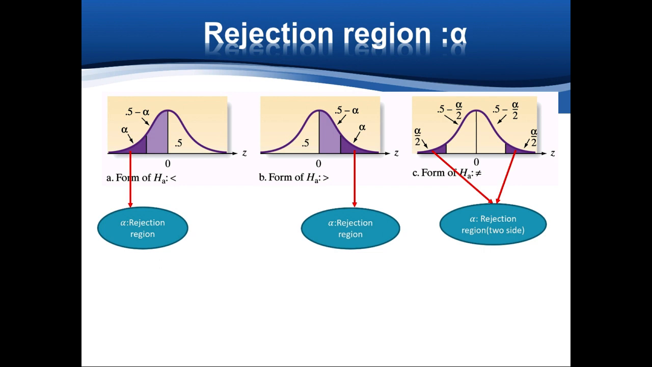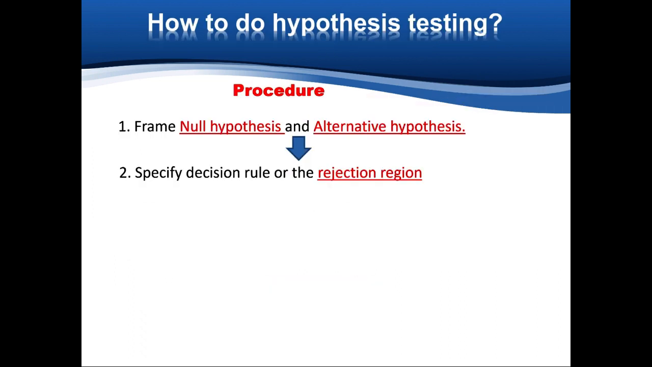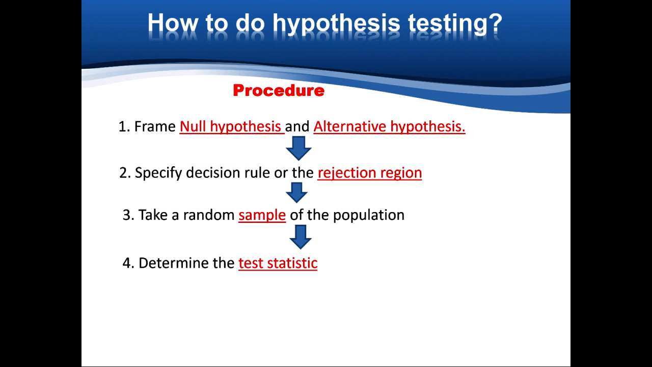For each shaded area, the cutoff, those points in red, we call critical value. So we need to find out what the critical value is. Please watch the other videos on finding critical values. Next step: take a random sample of the population and determine the test statistic.